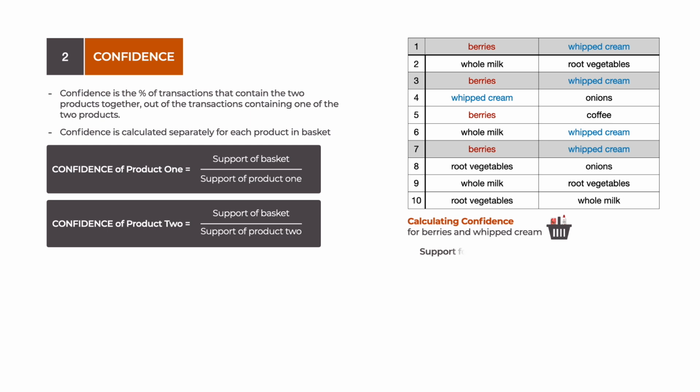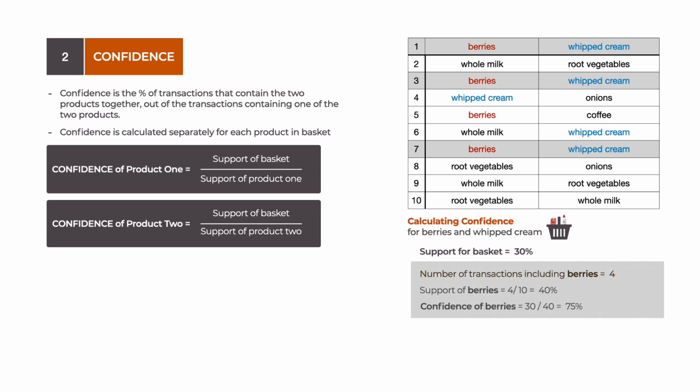So we already know that the support for the basket of berries and whipped cream is 30%. Now let's calculate support of berries using the formula we learned on the last slide. So number of transactions containing berries is 4. Total number of transactions is 10. So the support of berries is 4 divided by 10 or 40%. So 40% of the total transactions contain berries.